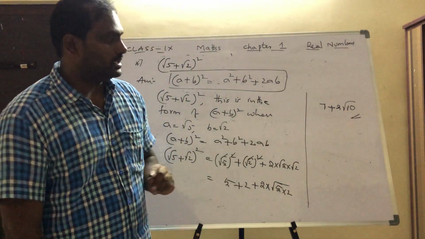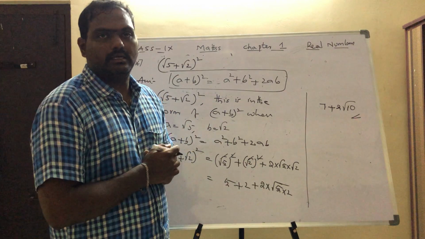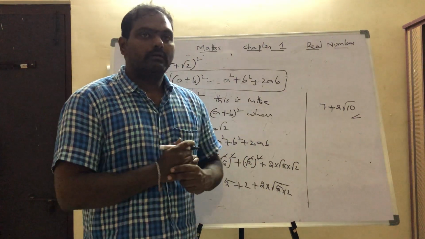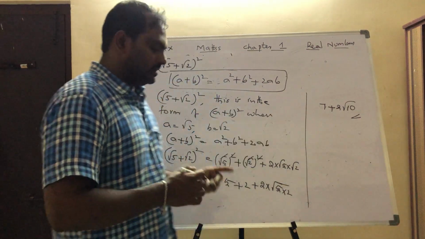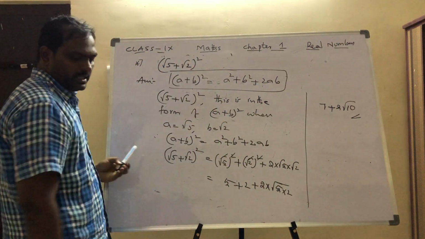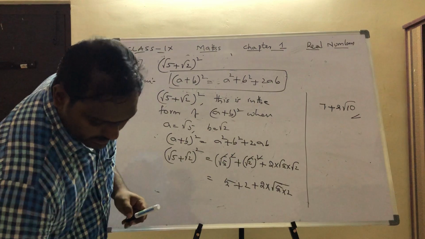Some of the students will write that. Don't write like that. This is the answer: 7 plus root 2 root 10. How to read? 7 plus 2 root 10. So this is the formula in the application oriented one. Then next.